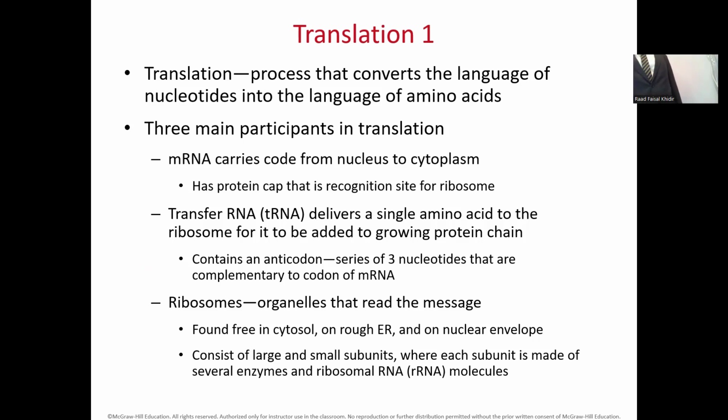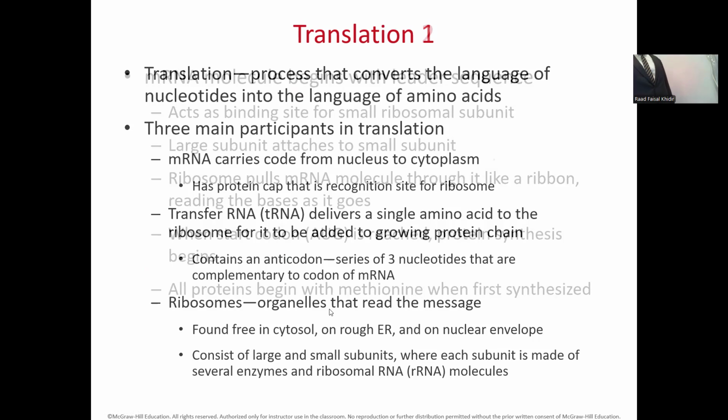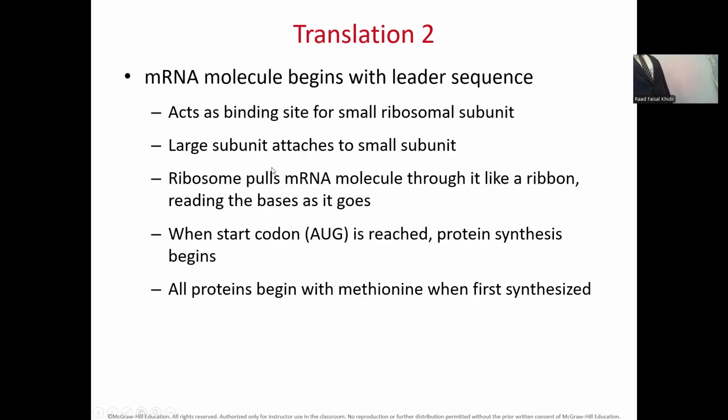Then you're going to have the ribosome, and these are organelles that read the message. So the mRNA is going to have the leader sequence, and it's going to act as a binding site for small ribosomal units. There's going to be a large subunit and a small subunit. For eukaryotes, it's a 40-60 subunit. For prokaryotes, it's 30-50 subunit.